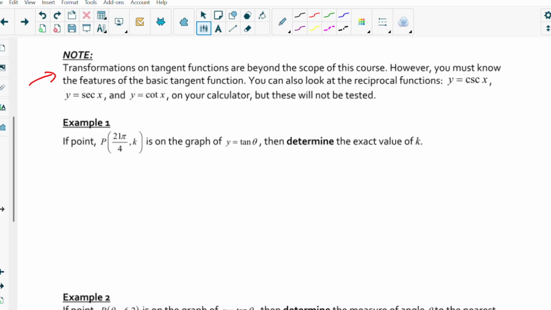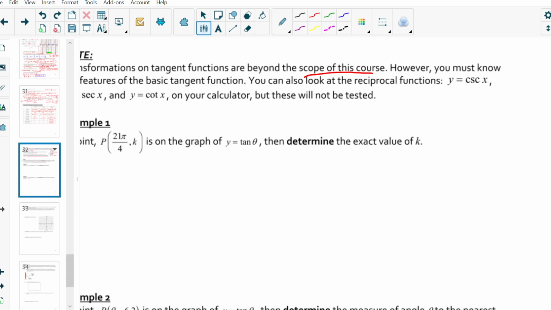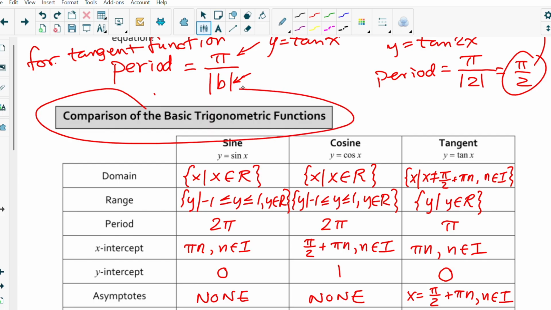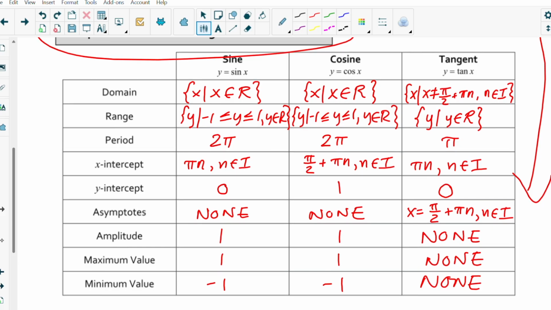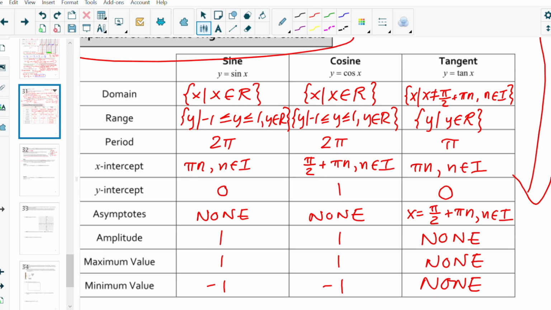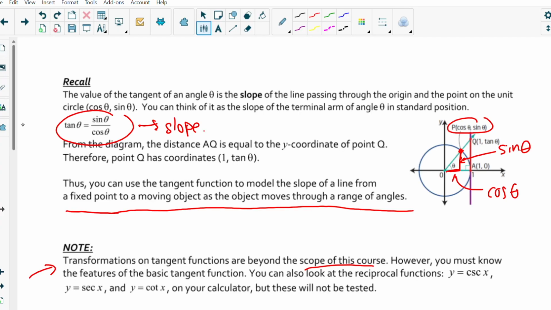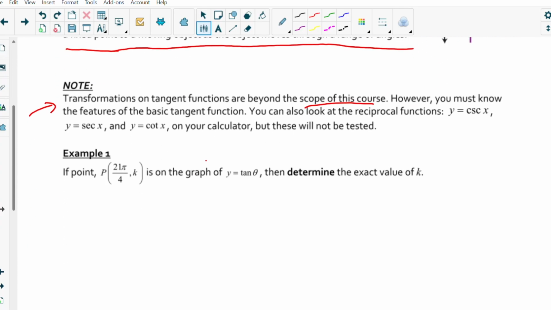Note transformation. For Math 30-1 here in Alberta, transformations on tangent functions are beyond the scope of this course. We looked at a few basic transformations like the b value. However, you must know the features of the basic tangent function, which was right here. All of this stuff is super useful. So you must know all that, definitely. You can also look at the reciprocal functions, cosecant, secant, cotangent on your calculator, but these will not be tested.